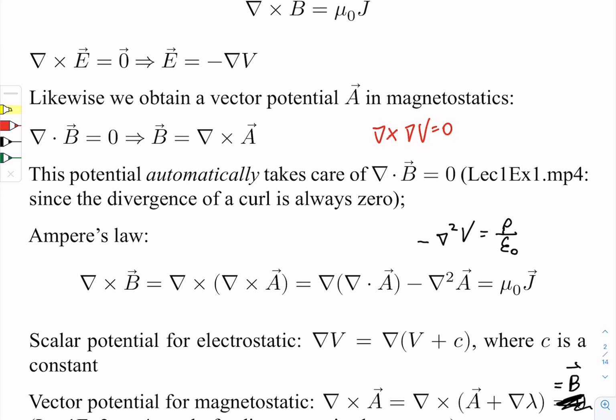And now if we write down Ampere's law for the vector potential, del cross B equals, replacing B by del cross A, del cross del cross A, and this vector identity equals del (del dot A) minus del squared A, and we set it equal to the right hand side, mu naught J.